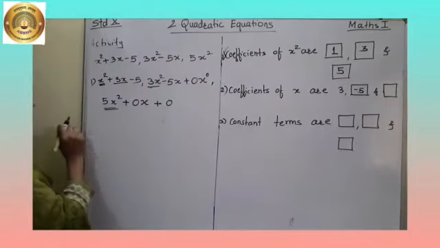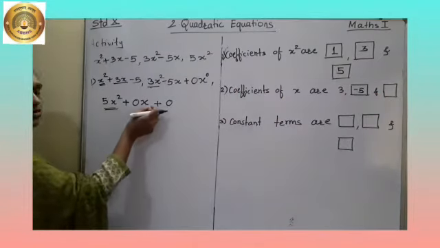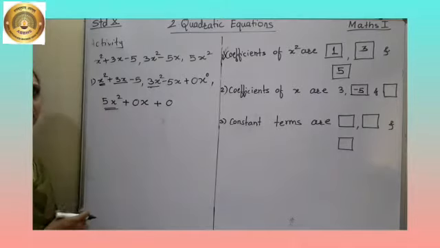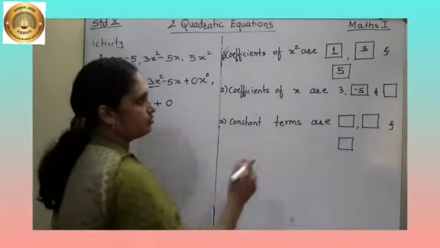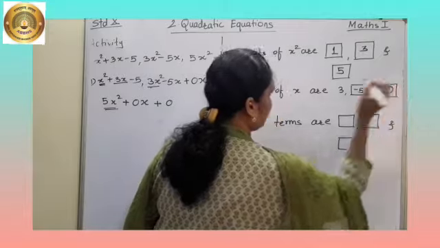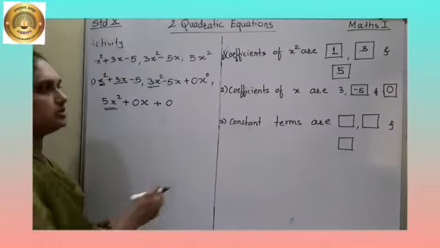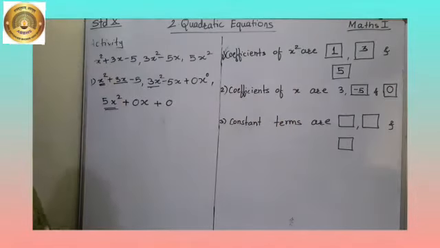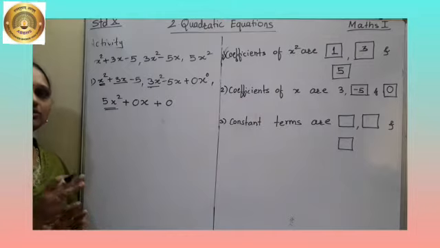And in the third polynomial, 0x is given. So 0 will be the coefficient of x. So I'll write it here, 0. Now next, the constant terms. A constant term is one whose value will remain the same every time. It will not be changed.